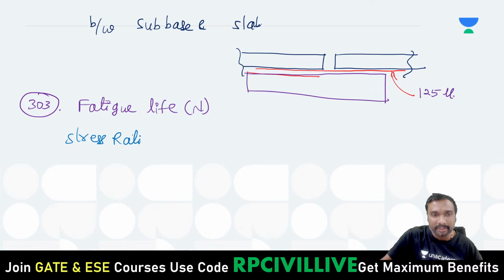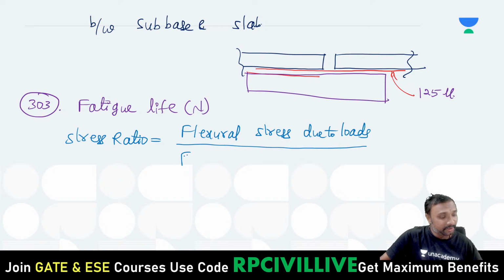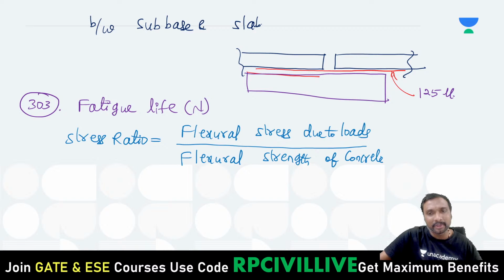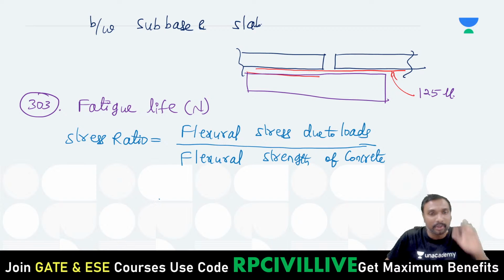What is the stress ratio? Stress ratio is the flexural stress due to loads divided by the flexural strength, or bending strength, of the concrete in tension. In tension, obviously, because with fatigue, whenever load is applied it deforms like this, and when load is removed it moves back. With this repeated action, cracks are generated in tension.